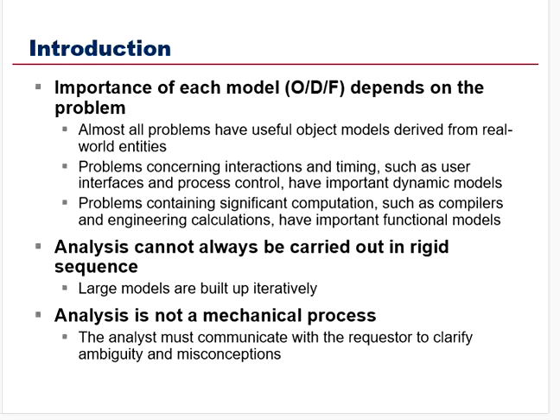The importance of the object, dynamic, and function model depends on the problem. I already said that from the problem statement, the particular models are built. Almost all problems have a useful object model, which is derived from the real world entities. Problems concerning interaction and timing, such as user interfaces and process control, have important dynamic models.